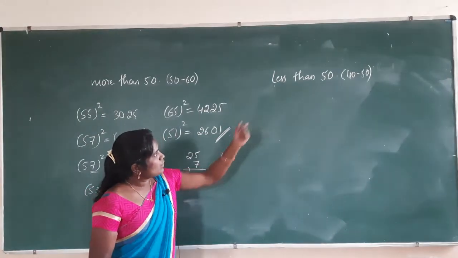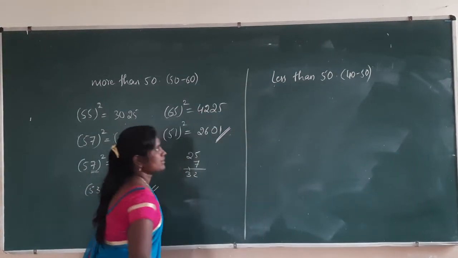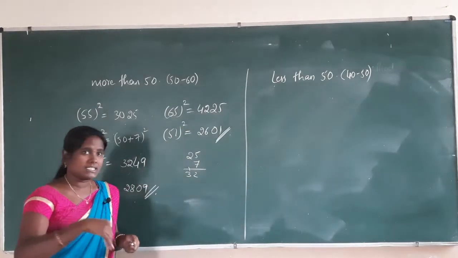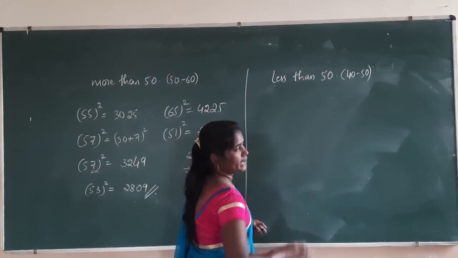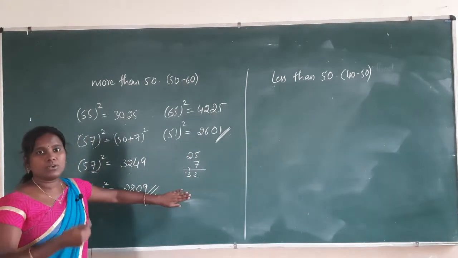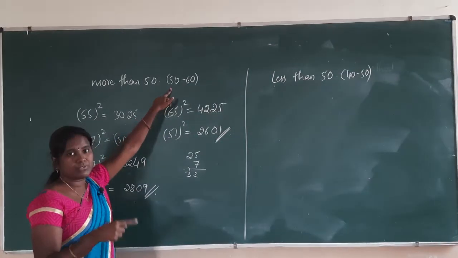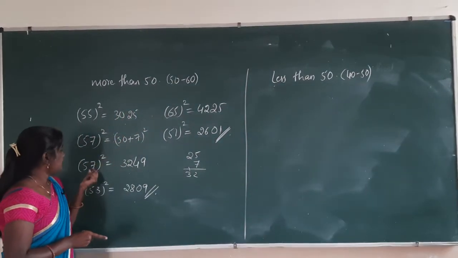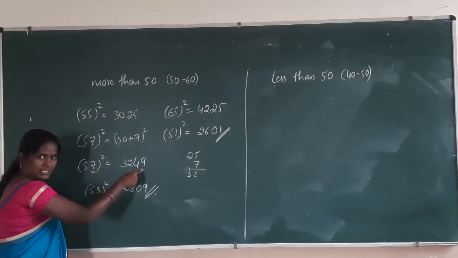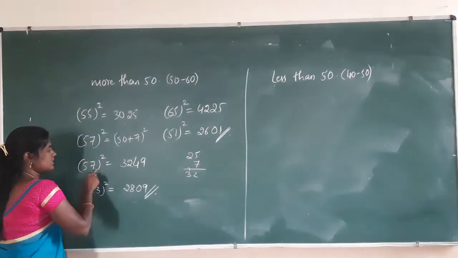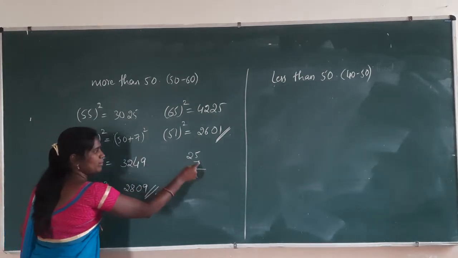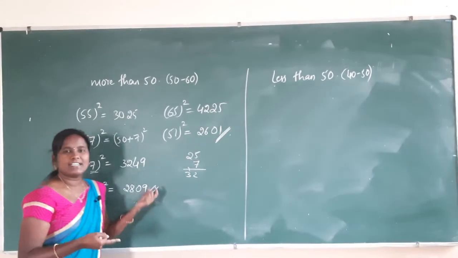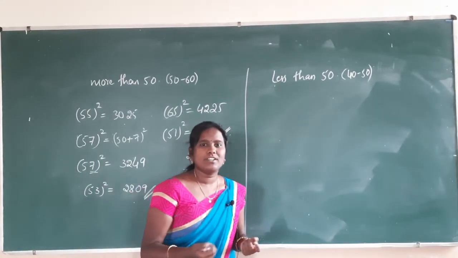We'll go for the numbers which are less than 50. This method is applicable only for the numbers which lie between 50 and 60. Getting? So, what do we have to do here? We have to take the square of the last digit. Then, how many digits is it more? That digit should be added to 25 and written down. That number itself is the square of the given number.